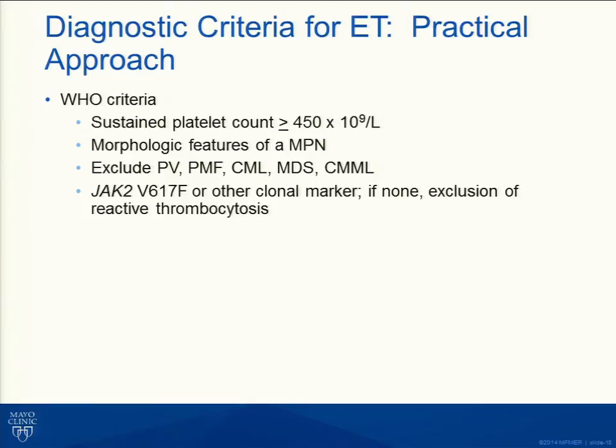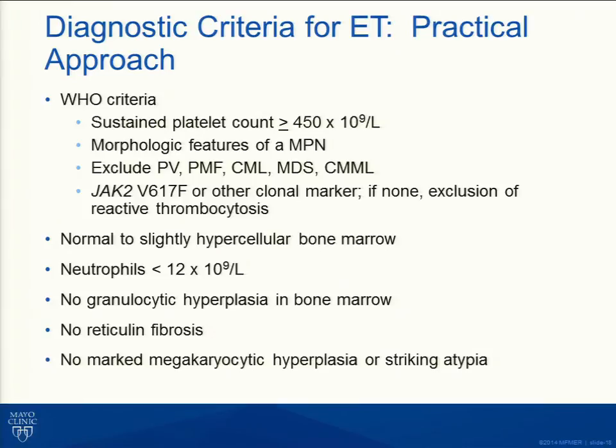The WHO criteria for ET include a sustained platelet count of higher than 450, morphologic features of an MPN, ruling out other myeloid neoplasms, and presence of a clonal marker; if not, ruling out other reactive causes of thrombocytosis. Practically, a clear-cut ET will show a normal to slightly hypercellular bone marrow. The neutrophils in the peripheral blood are usually less than 12, and there is little or no granulocytic hyperplasia in this instance, no or very little reticulin fibrosis, and there should be no marked megakaryocytic hyperplasia or atypia.